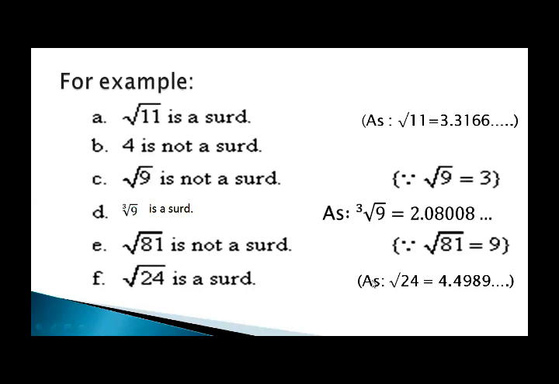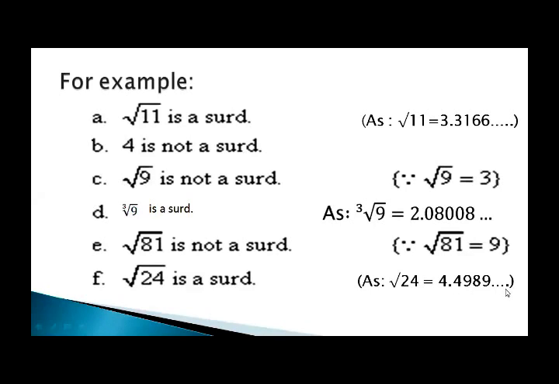Why is it a surd? The same reason, because we are unable to get two identical factors of 24 from the radical sign. It cannot be extracted out, so root 24 is a surd. So what does it mean?